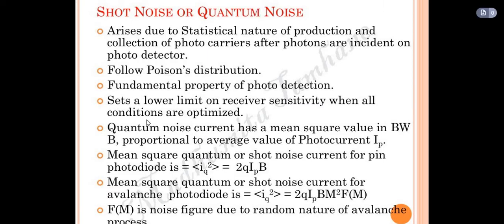So based on that periodicity, we can say that the quantum noise current has a mean square value in the bandwidth. Whatever value we are considering is proportional to the average value of the photocurrent I_P.